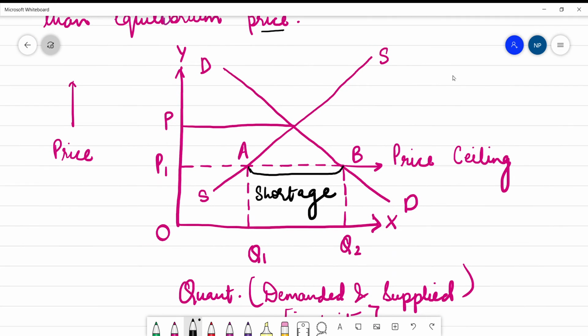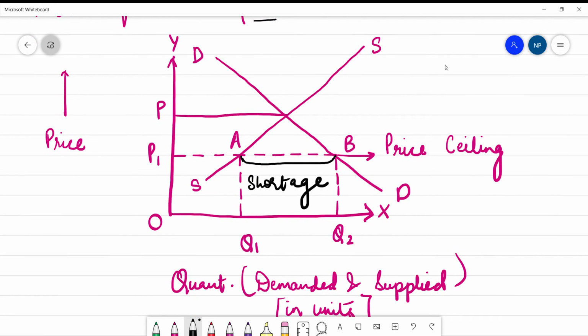It is generally said that it is imposed on essential items and is fixed below the equilibrium price or market determined price. They tend to shift it to a lower position so that the poor people are able to buy those products. The reason for price ceiling is that the equilibrium price is too high for the common people to afford. So if you see this particular graph over here, children, they have explained it through the graph.